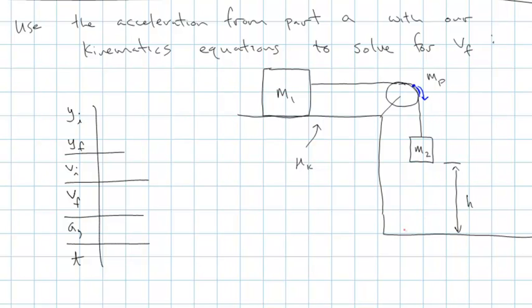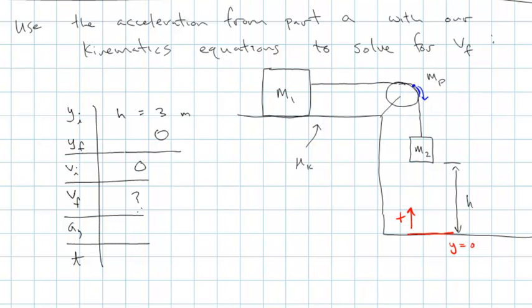Just for fun, let's use the answer from part A in our kinematics equations to see if we can get the same final velocity. So m2 is falling. Let's define an origin, the floor. Let's define a positive direction, how about up? And let's fill in our chart like we would for any kinematics problem. It's going to start at some initial height, h. That was 3 meters in this case. It's going to end up at the floor. That's our origin, y equals 0. It starts from rest. v final, that's what we're trying to find.